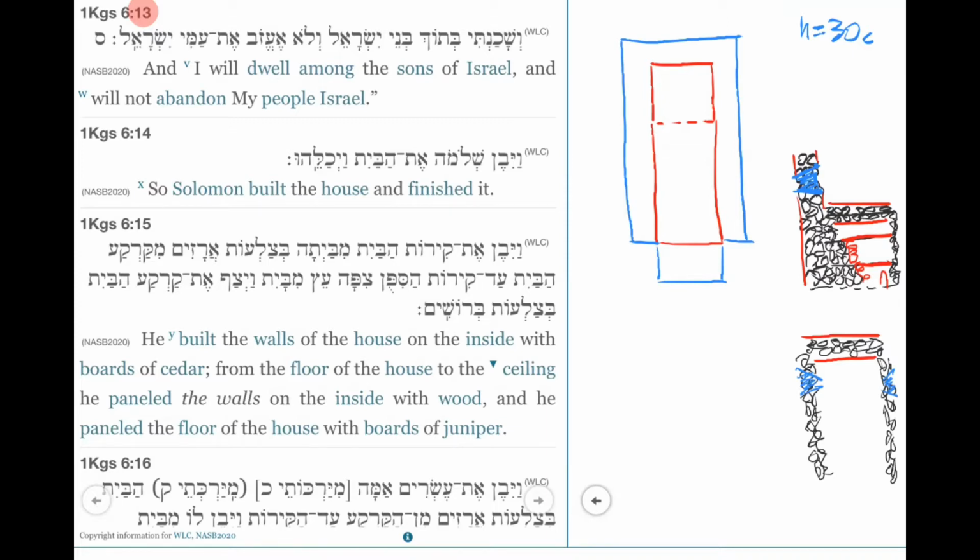Today we continue in verse 14. And so Solomon built the house and finished it. He started and he finished. This is just a passing statement because of what we call the interjection of how God came into the scene to remind Solomon of the purpose of the temple.